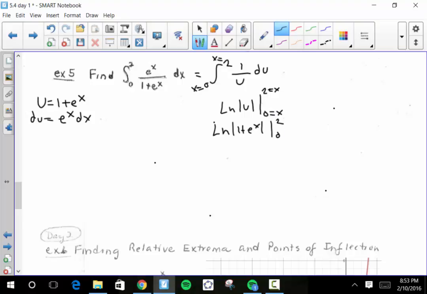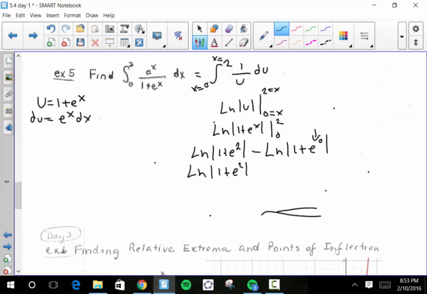Okay, so we got that done. Now we're going to plug this in, figure out what we get, and then subtract it from plugging this in. So I get natural log of the absolute value of 1 plus e to the 2, minus natural log of the absolute value of 1 plus e to the 0. I have no idea what natural log of 1 plus e to the 2 is, so I think that's as good as that gets. But I know that this is 2 because this thing right here is 1. So my final solution is natural log of the absolute value of 1 plus e to the 2, minus natural log of the absolute value of 2.